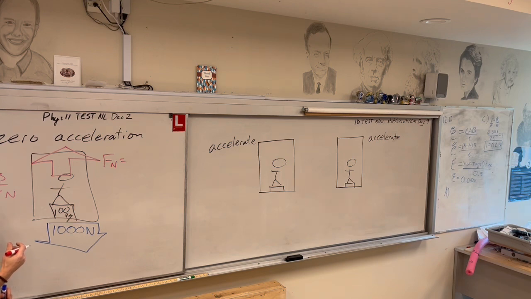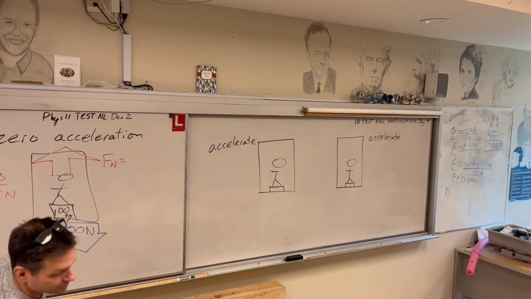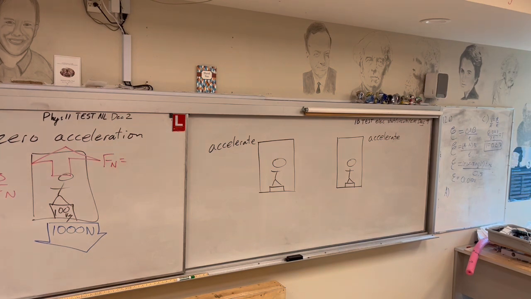And how would we know that those two are the same number? You're not accelerating. So if I'm not accelerating, what's my net force? 0. If my net force is 0, Soren, what would you say about my two forces? They're equal and opposite. Good.